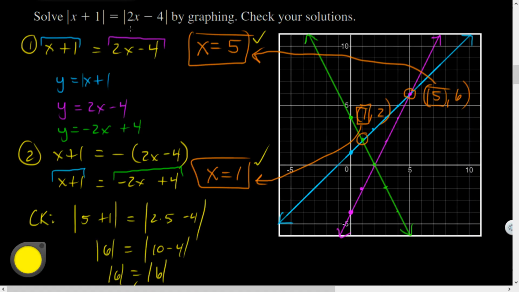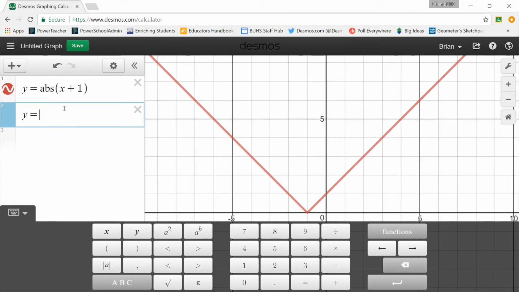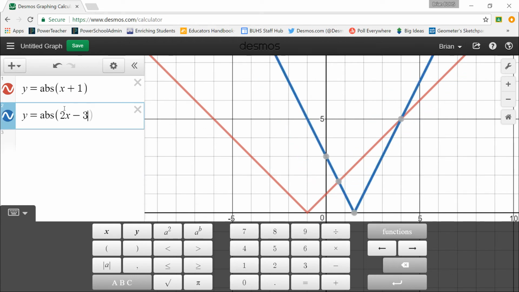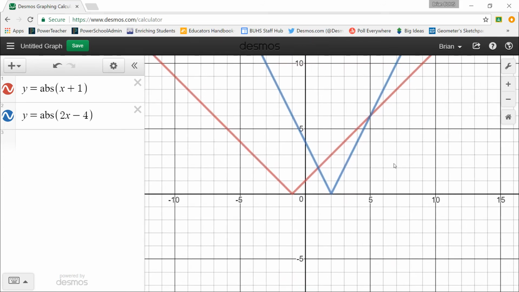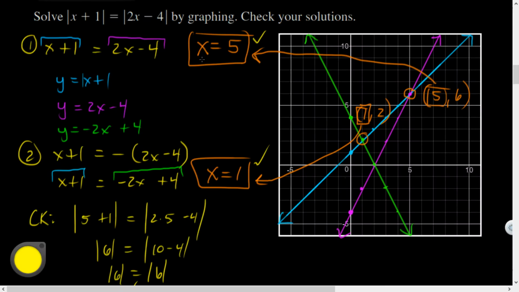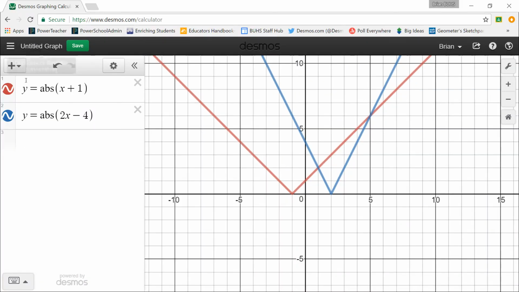Let's graph this one over here, y equals absolute value of 2x minus 4. Ah, I did 3. Good call. 4. There we go. So here are 2 different absolute value graphs, right? The solutions to this equation, which had no y's in them to begin with, I introduced the y's, occur here, here. What are my solutions? The x coordinates of those points.